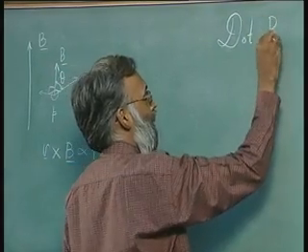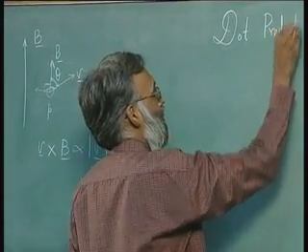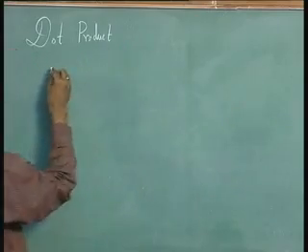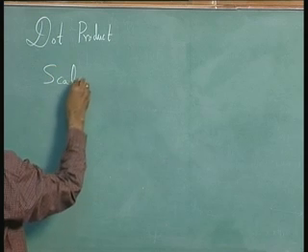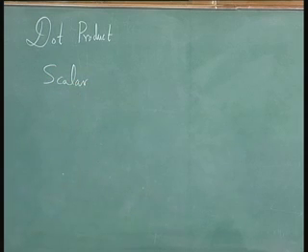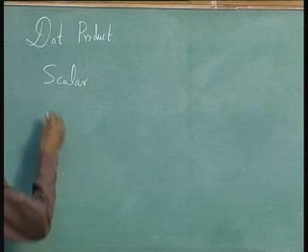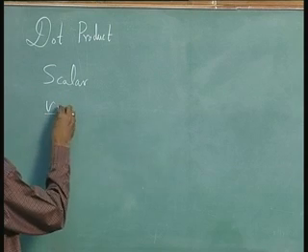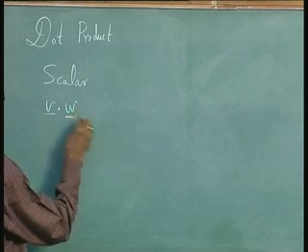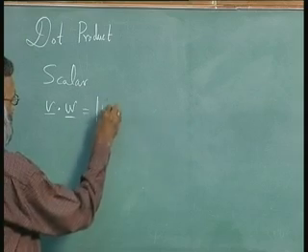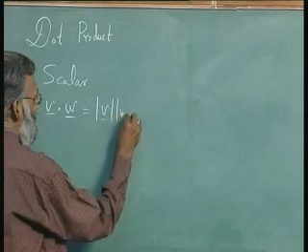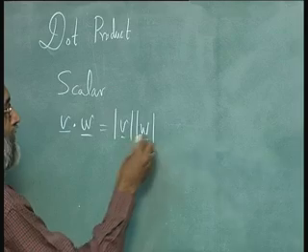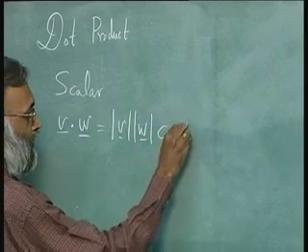Dot product is a scalar. It has only magnitude, no direction. A vector dotted with another vector is the magnitude of the first vector times the magnitude of the second vector times cos theta.